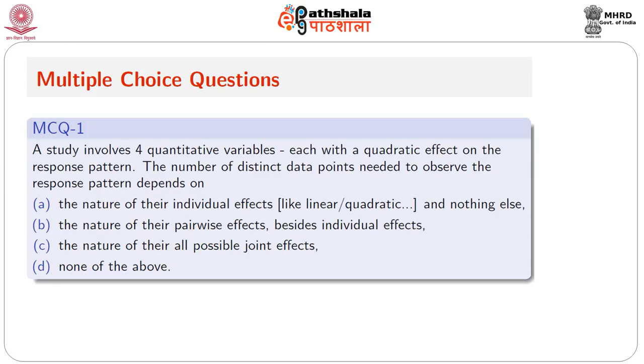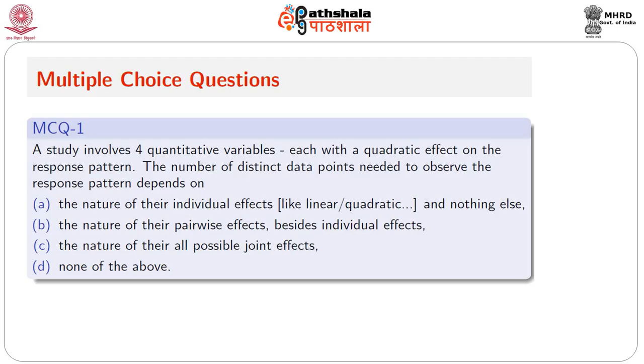The first one is the nature of their individual effects, like linear or quadratic and nothing else. The second one says the nature of their pairwise effects besides individual effects. And the third one says the nature of their all possible joint effects. And the fourth one is none of the above.